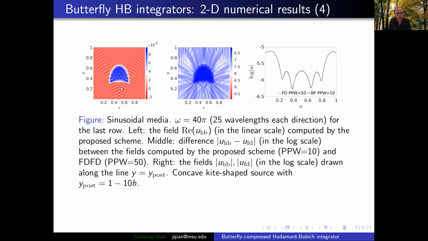Now we can also handle caustics induced by the right-hand side. Here, if we have a concave kite-shaped source, then we have a concave region where rays hit the concave part, and the refracted rays will intersect with each other, so we will have caustics in the region. That means we can handle caustics induced by the right-hand side. And again, we just use 10 points per wavelength.